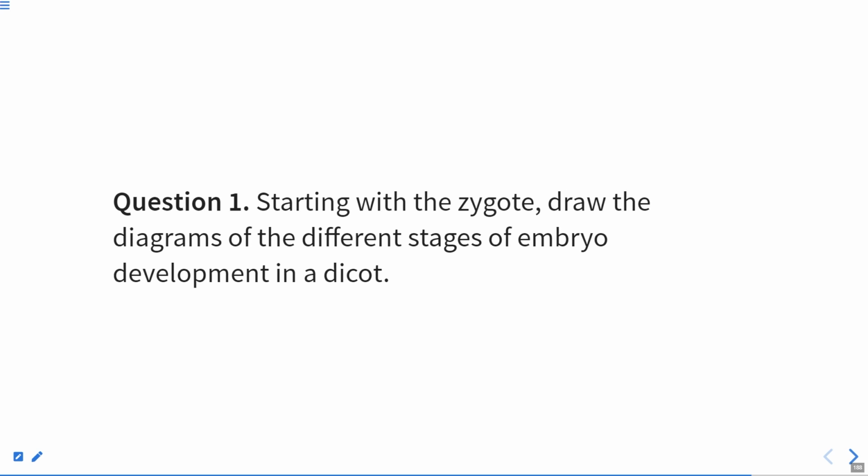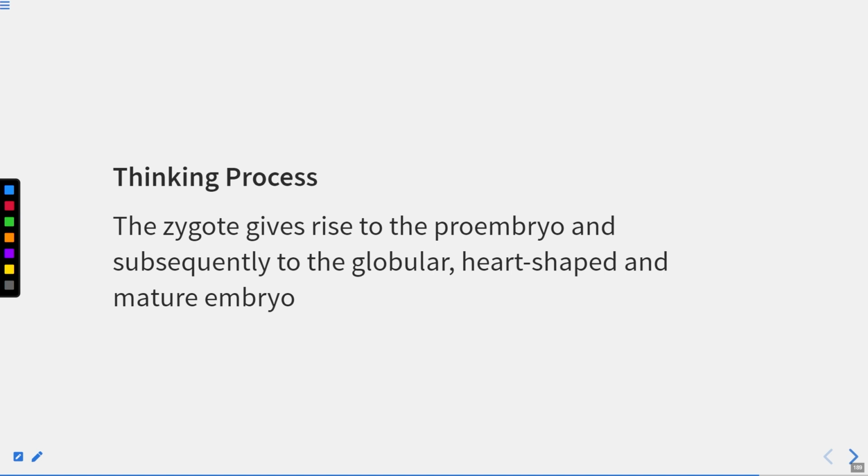So here the question is starting with the zygote. Starting with the zygote, you have to draw the diagrams of different stages of embryo development in a dicot. So you have to just draw them. Now let's discuss this.